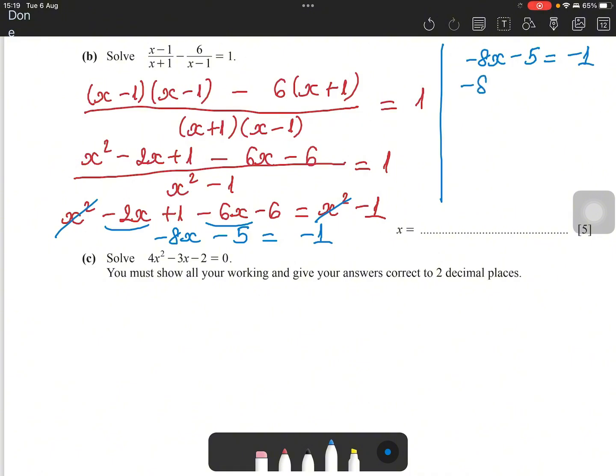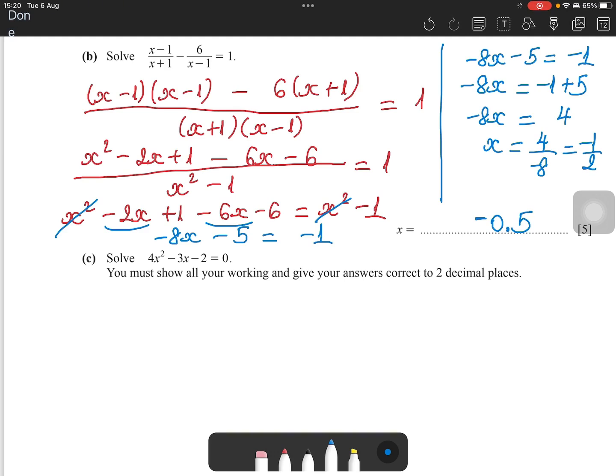So we add 5 to both sides. Negative 1 plus 5 is 4. Then we divide both sides by negative 8. So it is negative 1/2, or you can write negative 0.5.